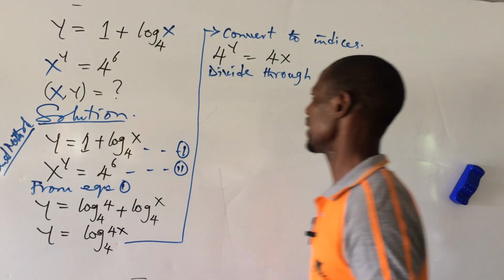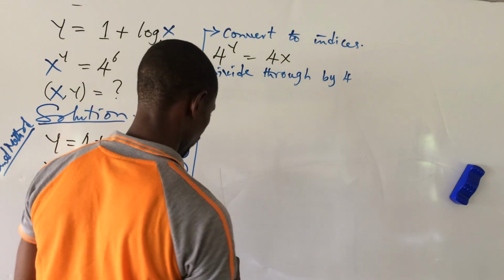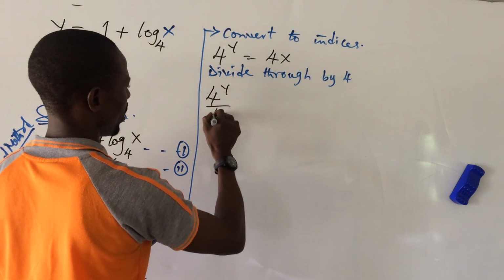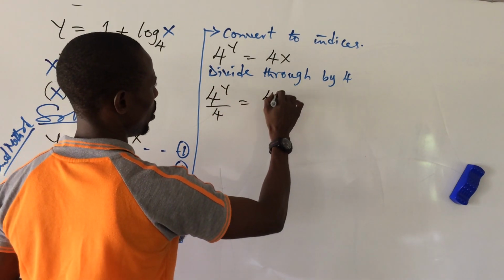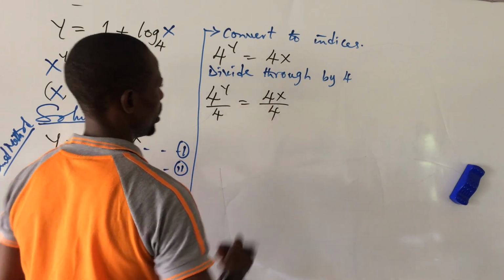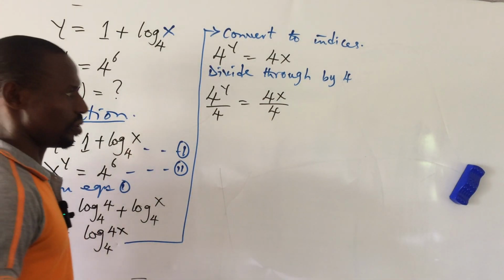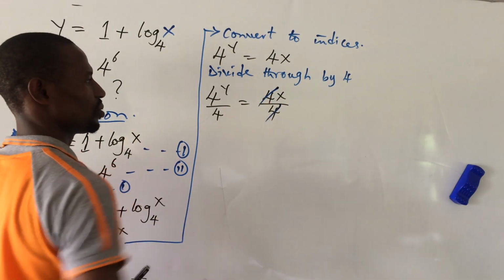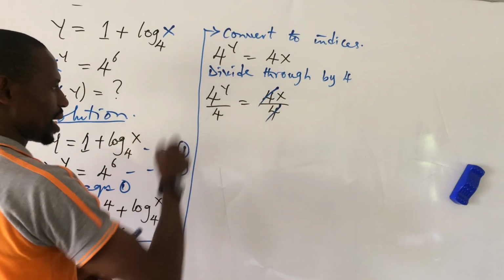Okay, let's go back again. Now we said divide through by 4. So we now have here 4 to the power of y all over 4 equal to 4x all over 4. The law of equation says that whatever you do to the right hand side, you do it to the left hand side also. Now look at this.